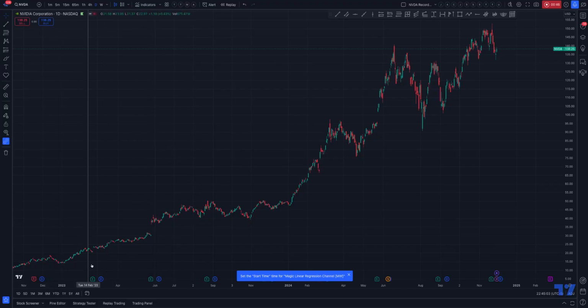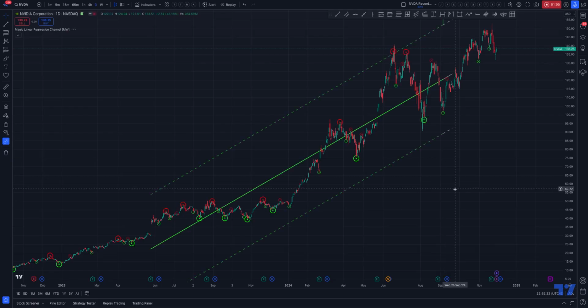Now I could start back here, but I like this gap right here, the bottom of this gap, as a start point. So I'm going to click here to start. Actually, let's use this low right here as the end, and then I want to extend this. We now have a channel going through NVIDIA.